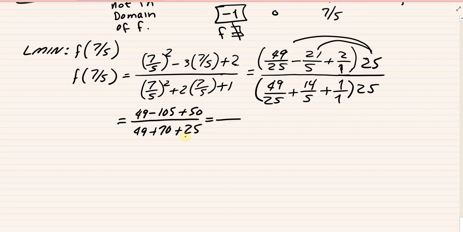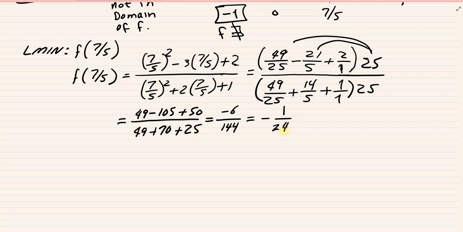Okay, so that's what it amounts to. Now I can simplify this, of course. 144 is divisible by 6, so it's going to be 1 times, I believe it's 24. There you go, -1/24. That's the value of the local minimum, and it occurs at 7/5.